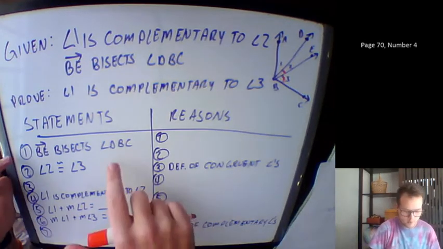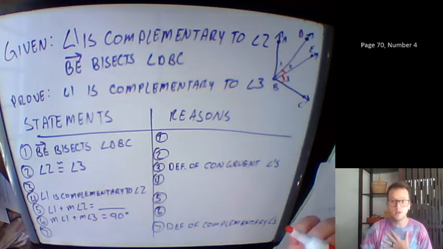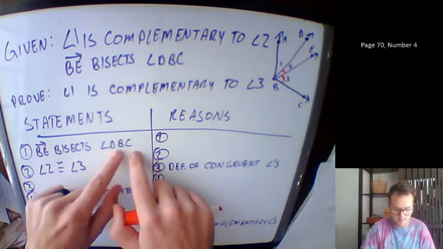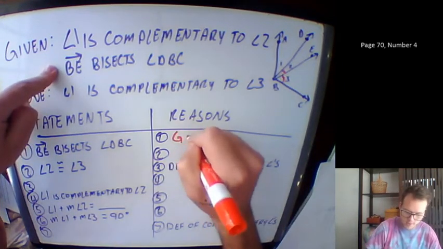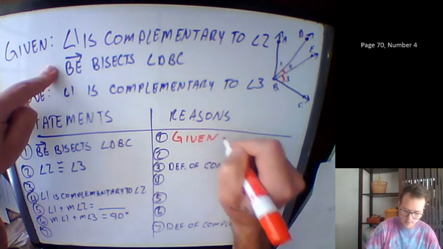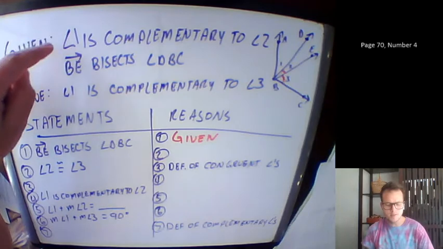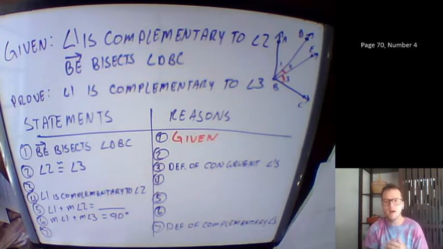So for our statements, all the stuff that's here is given. The new stuff that we are writing, I'm going to write in red for us. Ray BE bisects DBC. Well, that's given to us. It's right there. So let's just write "given" for this particular statement, for this reason. And notice it's not the first given statement. That's okay. It's still given. We don't have to do this in any particular order. As long as the logic makes sense, it's a win.